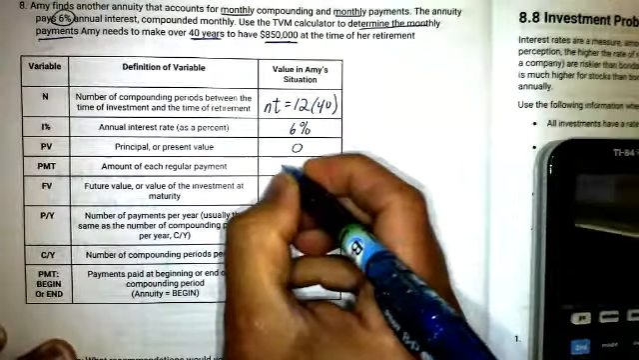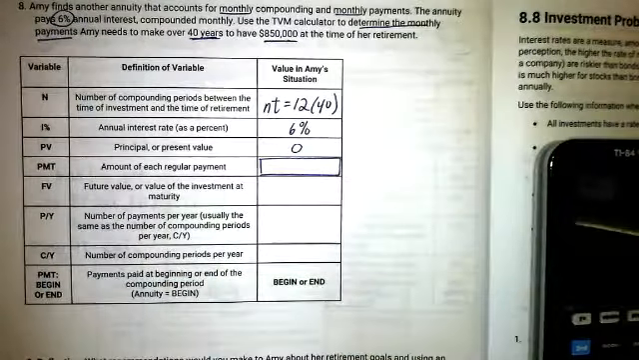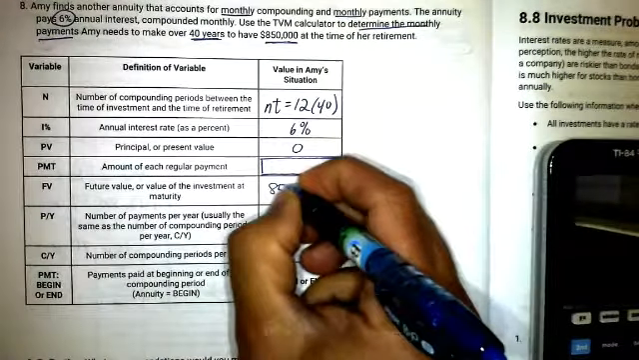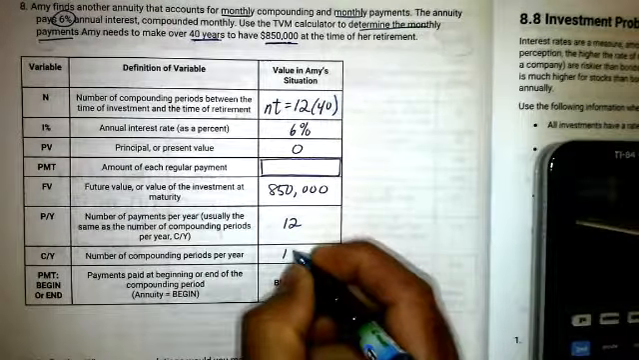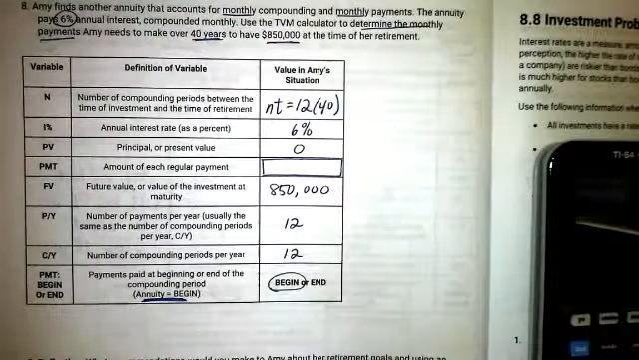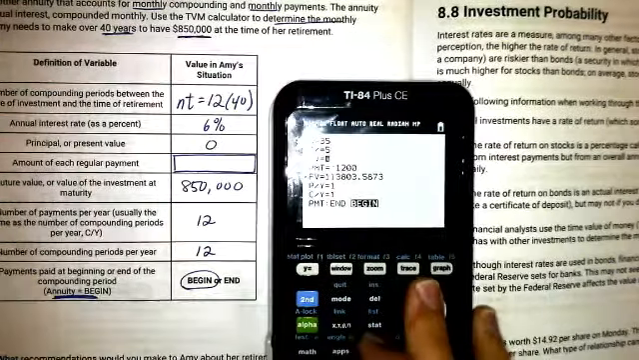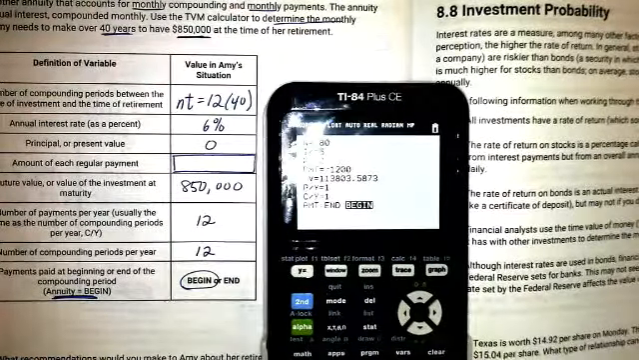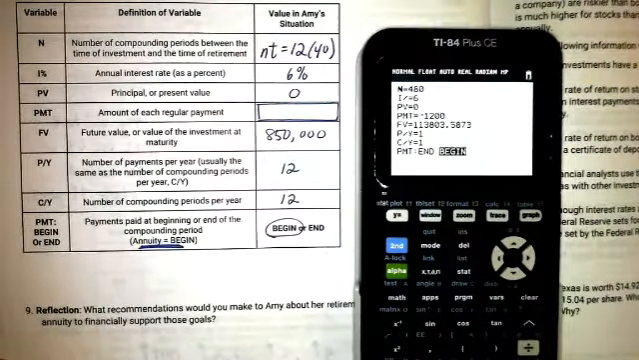She is putting in those payments and the compounding period is monthly now. And since it is an annuity, we will go to begin. So back to our solver. You should already have it pulled up on your phone or calculator. 12 times 40 will do that calculation for us. It looks like she's making 480 monthly investments at a 6% interest rate. We're going to go find the payment to get a future value of $850,000. 12 and 12 for PY and CY, and we want begin because it's an annuity.